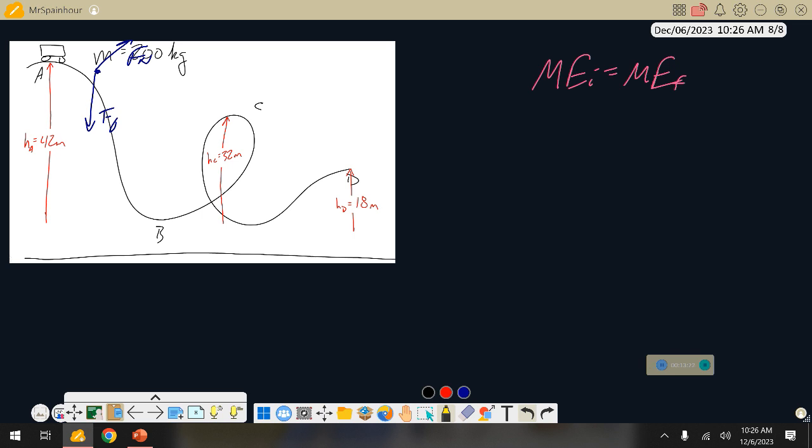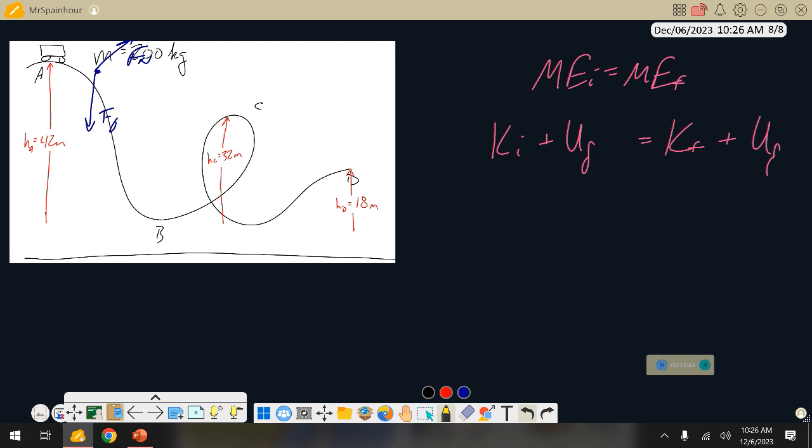So I ask the question, is kinetic energy going to be changing throughout this? Is the speed going to be changing throughout this? Yes, so I write it on both sides. Is gravitational energy going to be changing throughout this? Yes, so I write it on both sides. And actually, I'm going to change a thing real quick.